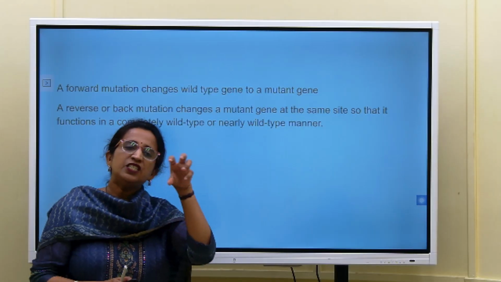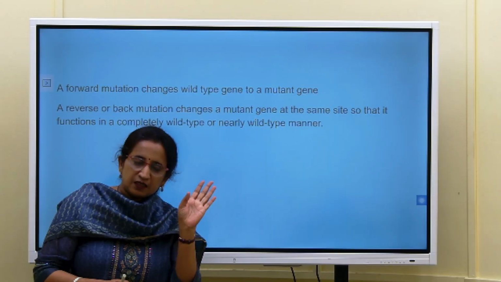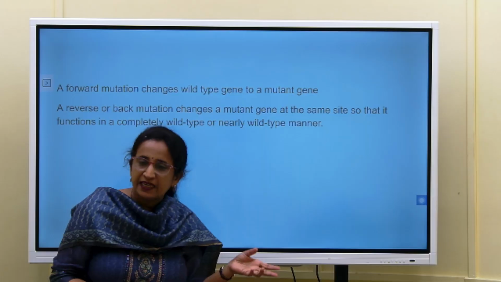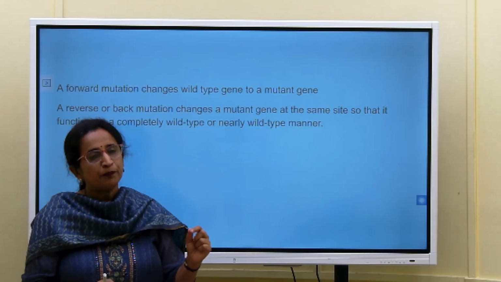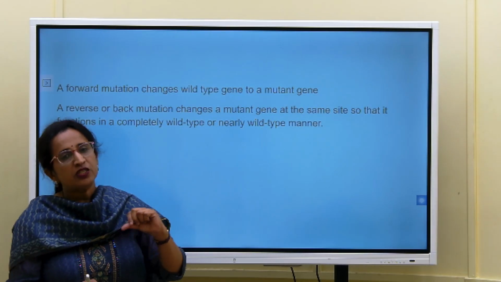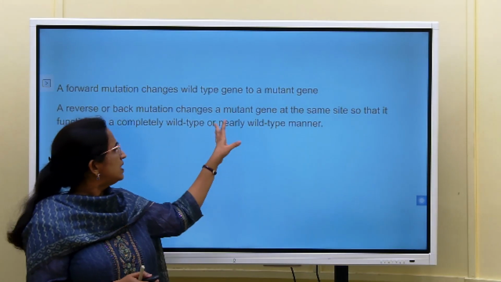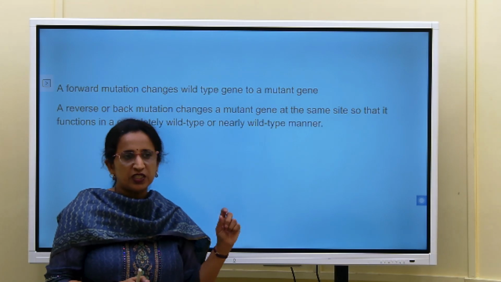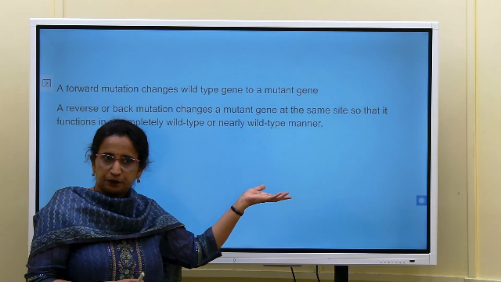It means initially there was one mutation, that is the forward mutation. The gene sequence where the first mutation happened, at the same place the second mutation happens, because of which it will go back to its original, that is wild type genotype and phenotype, or you can say a nearly wild type phenotype. So this mutation is called a back mutation or a reverse mutation.